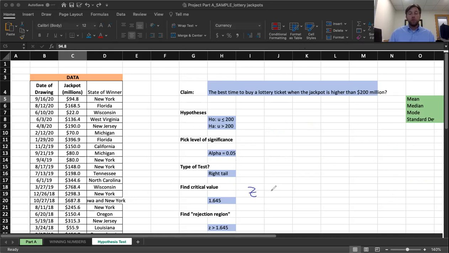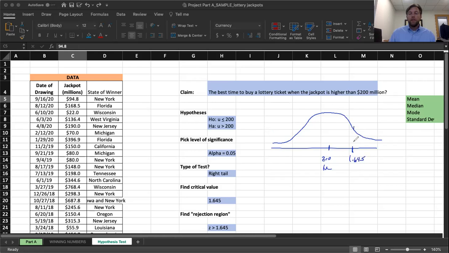So I go to the normal distribution table and I find that my Z critical value is 1.645. Okay, so I found my critical value. So basically, what does that mean? Go back to the normal distribution. Remember, Z equals 0 is here at the center. That corresponds with the mean of the population. We have a value of 1.645.